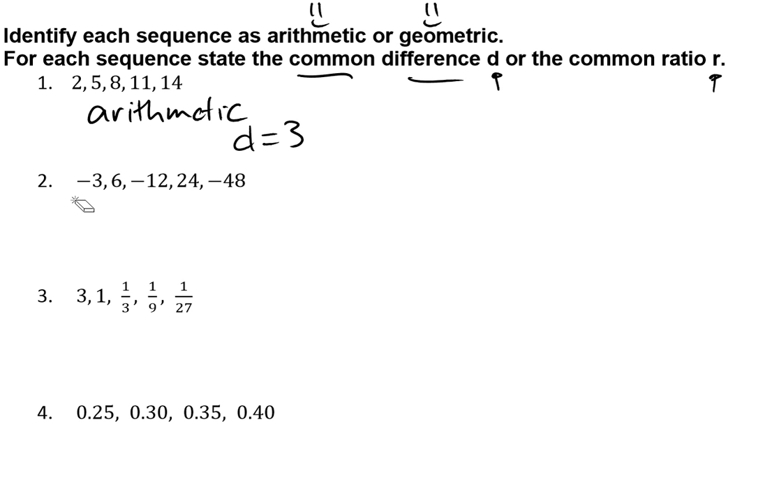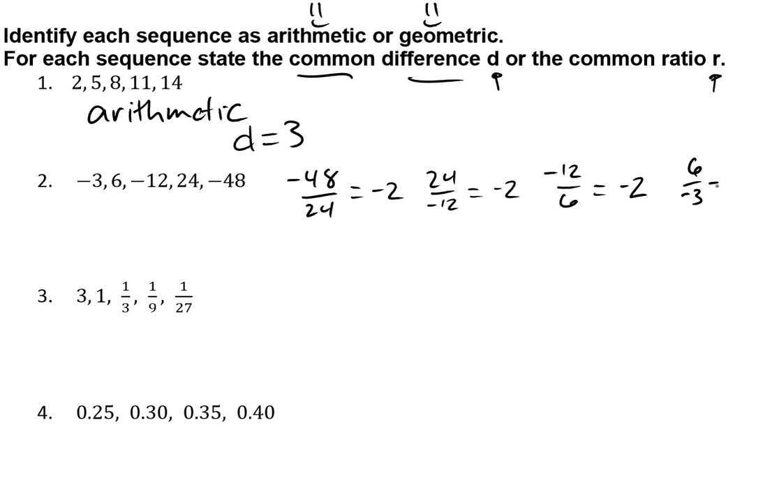So I'm going to take a look at the common ratio. Let's look at negative 48 over the one next to it, which is 24. When I take negative 48 divided by 24, I get negative 2. Let's look at the next one. 24 divided by negative 12 equals negative 2. The next one, I've got negative 12 over positive 6. That ratio equals negative 2. The next one, I've got 6 divided by negative 3, and that common ratio is negative 2.